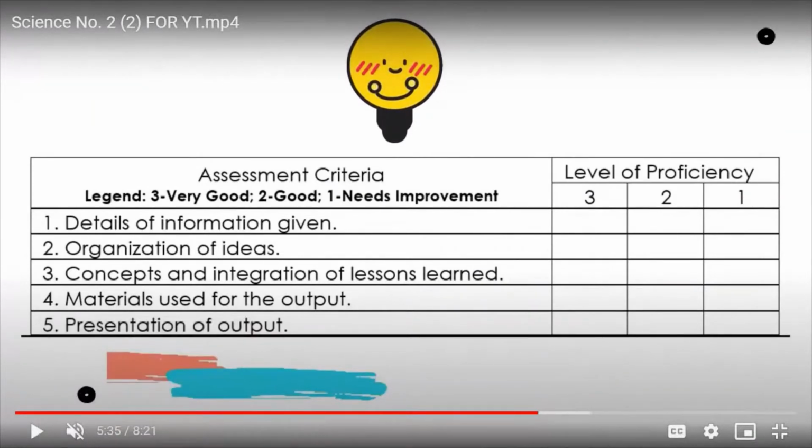Assessment criteria, you will be graded according to the level of proficiency. Number 3, very good. Number 2, good. Number 1, you need an improvement. All right. So, number 1, details of information given. Number 2, organization of ideas. Number 3, concepts and integration of lesson learned. And number 4, materials used for the output. And number 5, presentation of output. I'll be giving you a very simple example and you may use or you may create your own output for this activity.